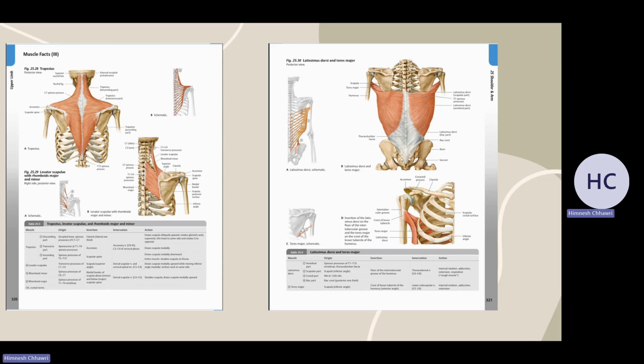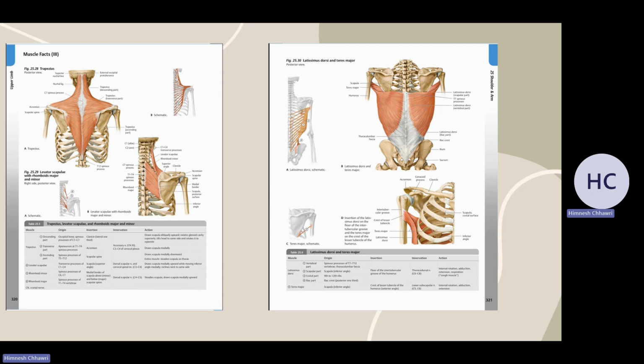What has the same origin as C1 to C4? Correct, the descending part of the trapezius. C1 to C4, but that's the spinous process. This is the transverse process. It inserts into the superior angle of the scapula. Easy: origin, position, insertion, levator scapulae.